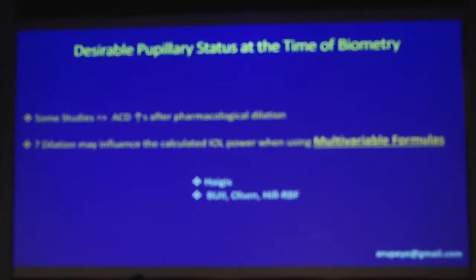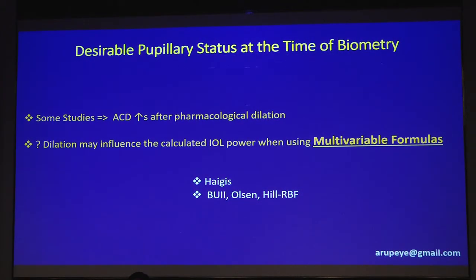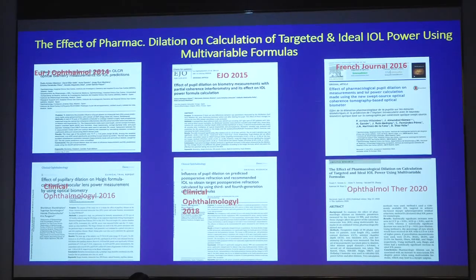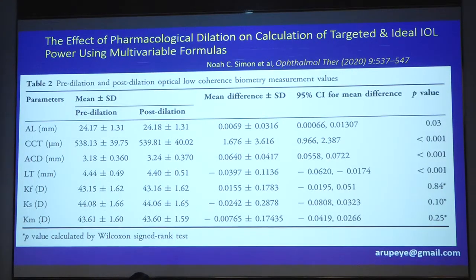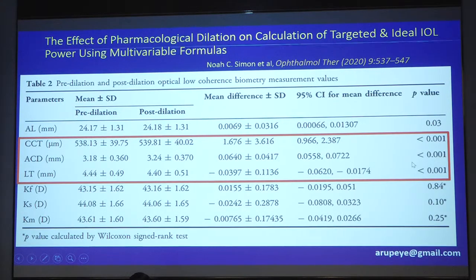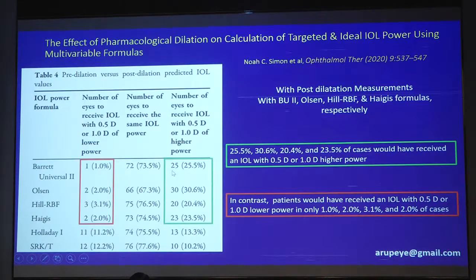And those multivariable formulas, as you mentioned here, which include the anterior chamber depth in the calculations, will not give you accurate results. So there has been some literature in the last couple of years. This particular study, published 2 years back, showed that after dilatation, the central corneal thickness and the anterior chamber depth show a statistical increase in the parameters.